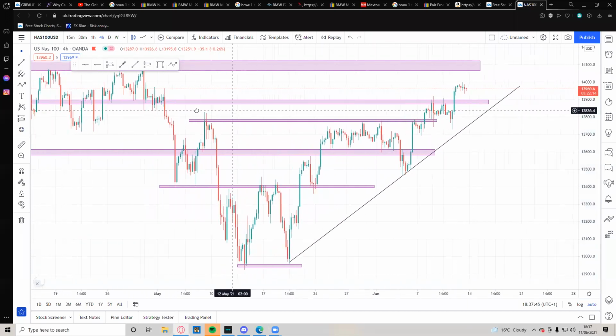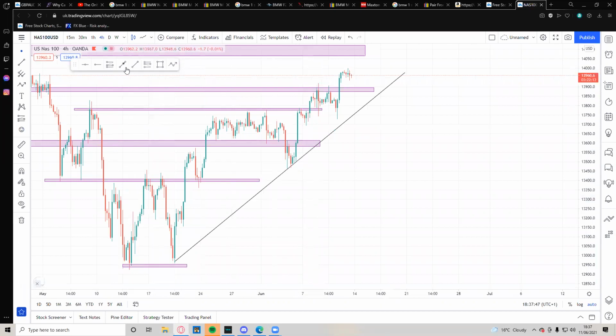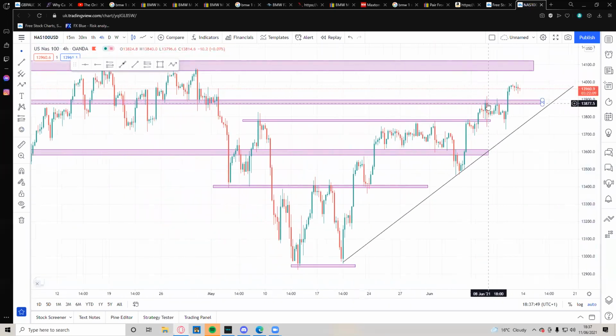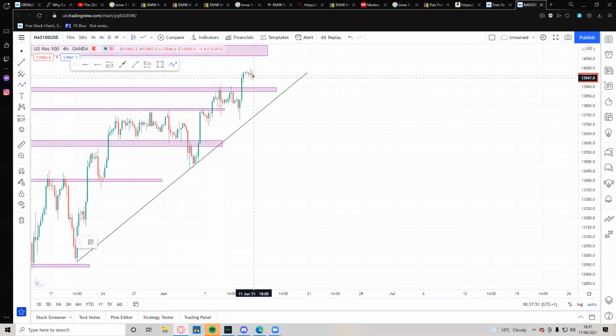And for me, we might continue bullish. We might just retest the structure again. So we look for something like this and then continue, or we're going to come back down to our trend line. So again, we wait to see what's going to happen.